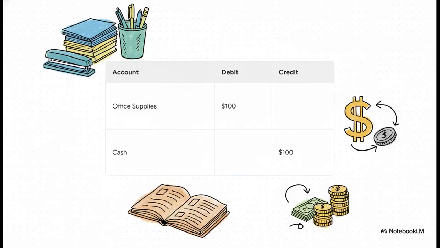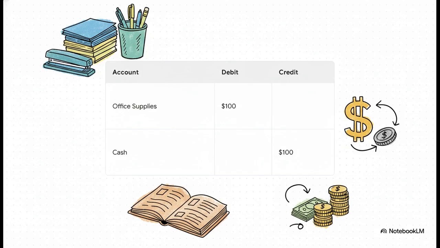Let's make this real with a simple example. Let's say the company buys $100 worth of office supplies. The value of its supplies, which is an asset, goes up. So we debit the office supplies account for $100. At the same time, its cash, which is another asset, goes down. So we credit the cash account for $100.